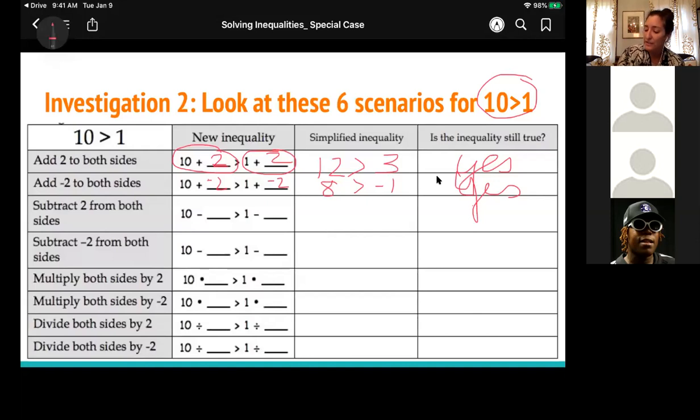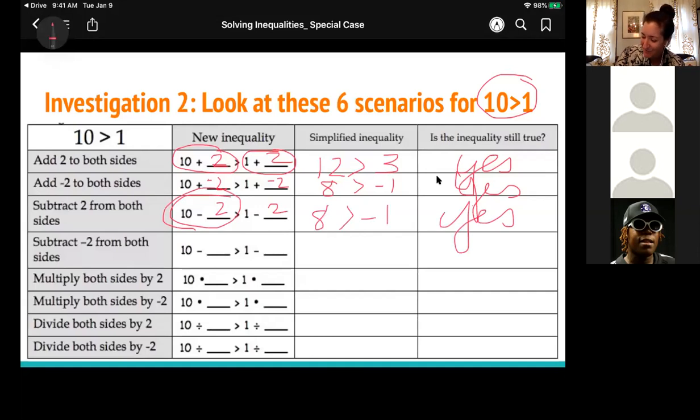Okay, so I did these first 2 in the other breakout room. So if I subtract 2 from both sides, I have 10 minus 2 and 1 minus 2. What do I end up with here? 8. 8 is greater than -1. Is that true? Yeah, that's good.